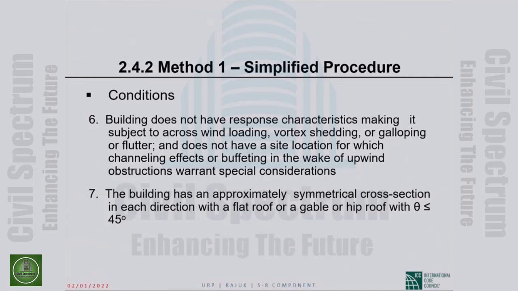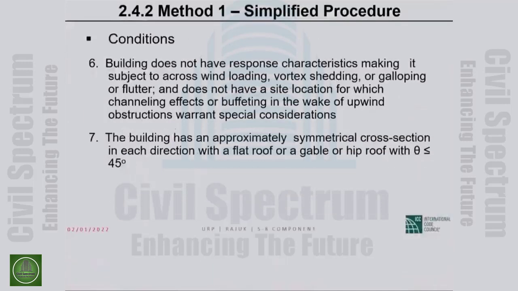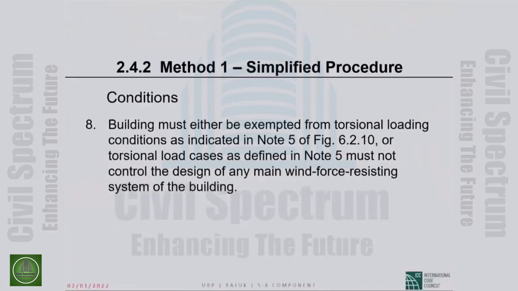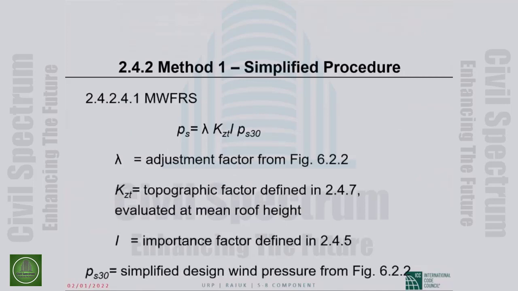Number 7, the building has an approximately symmetrical cross section. This is very, very important. In each direction, with a flat roof or a gable or hip roof, theta less than or equal to 45 degrees, which is plenty steep, but you cannot go beyond 45. Again, the building must be free of significant torsion. That's what it means. The language is kind of complicated.